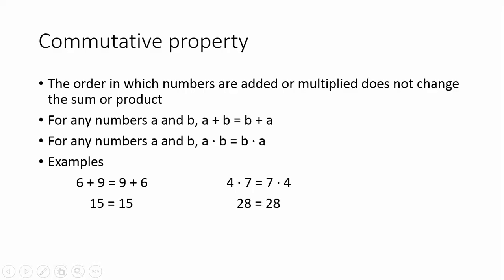The first property is the commutative property. This is the order in which numbers are added or multiplied. It does not change the sum or product. So for any two numbers a and b, you can add a plus b or b plus a and get the same answer. For multiplication, any numbers a and b, a times b would be the same as b times a. And you can see two examples at the bottom.